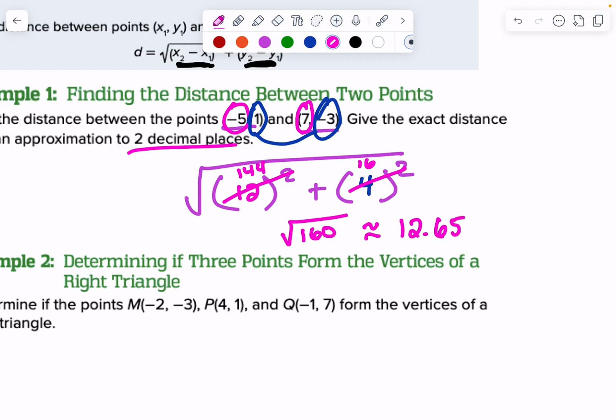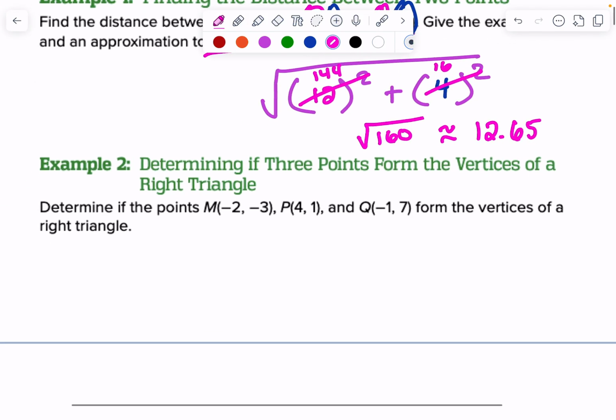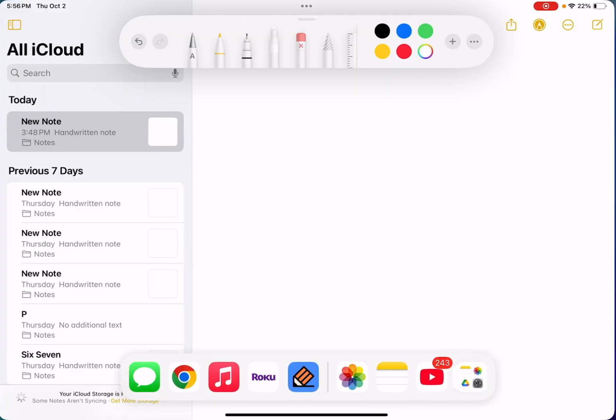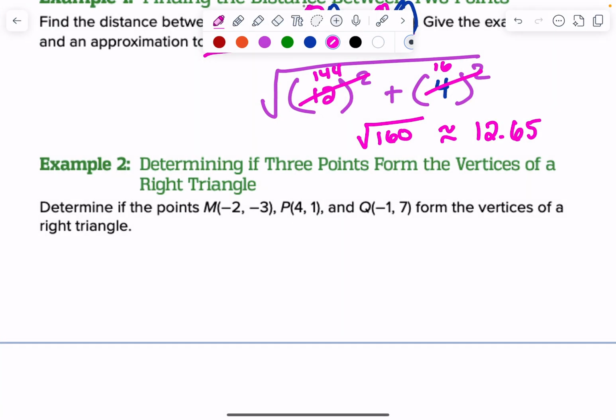So there's the distance between there. I hope I did that right. Okay, now example 2: determine if these vertices form the vertices of a right triangle. Whoa, go back. Form the vertices of a right triangle.